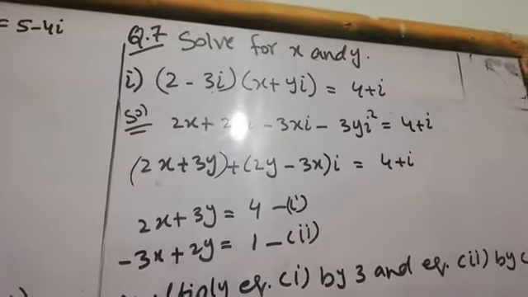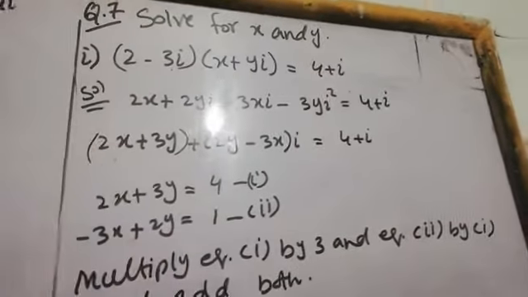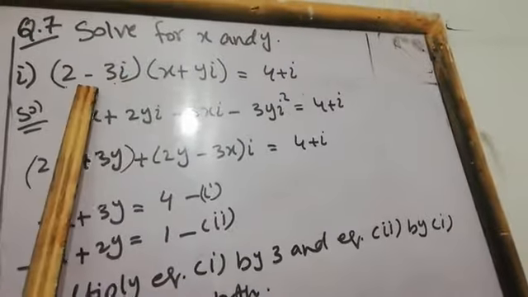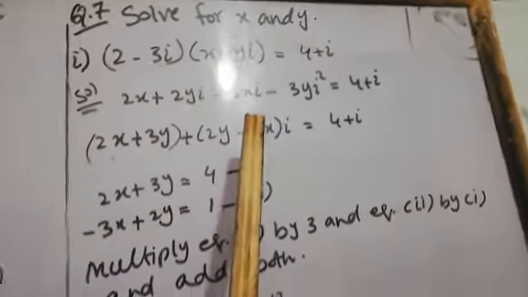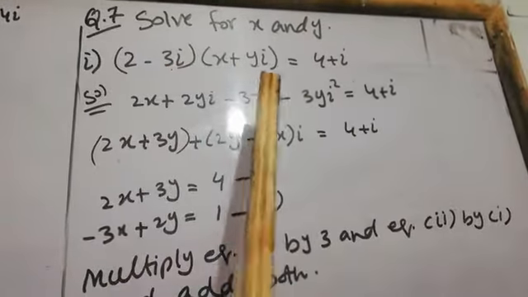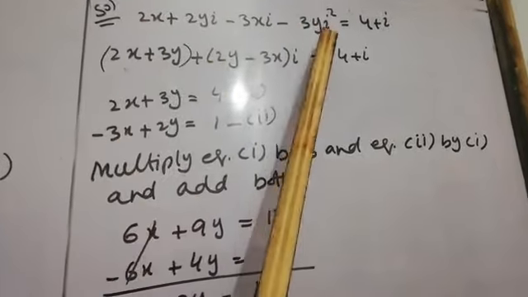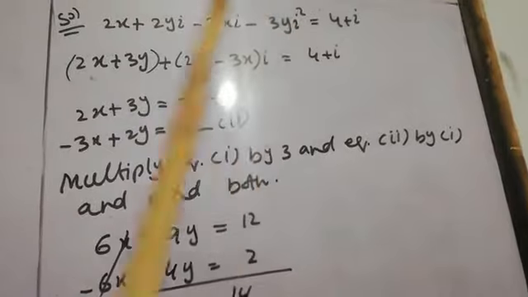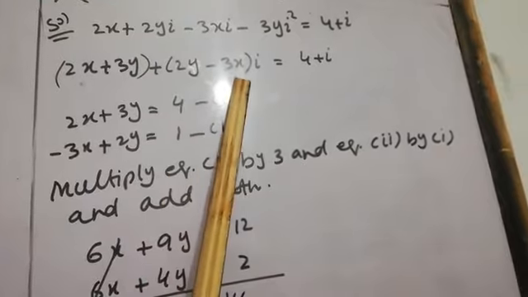Now dear students, we will go for the last question of this exercise, which is: solve for x and y. We have two complex numbers, the product of two complex numbers, and here the third complex number is also written. So first we will multiply 2x plus 2y iota minus 3x iota minus 3y iota square, which is equal to 4 plus iota. Dear student, first of all we will write the real and the imaginary values separately. 2x minus iota square means minus 1, minus plus 3y. So it will become 2x plus 3y, and here we will take iota as common and write 2y minus 3x.